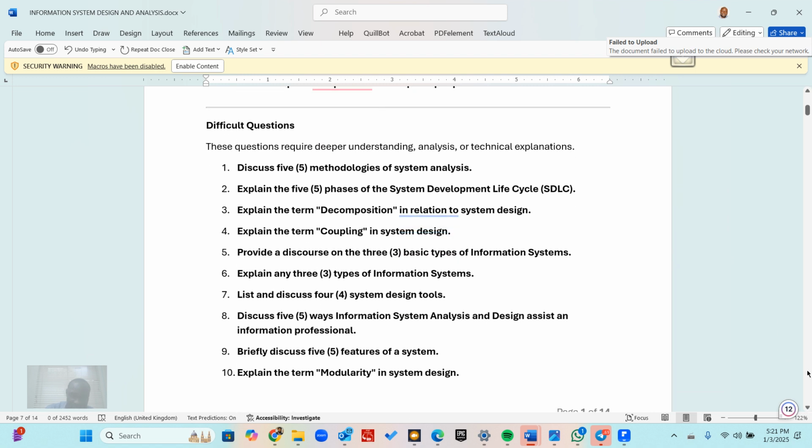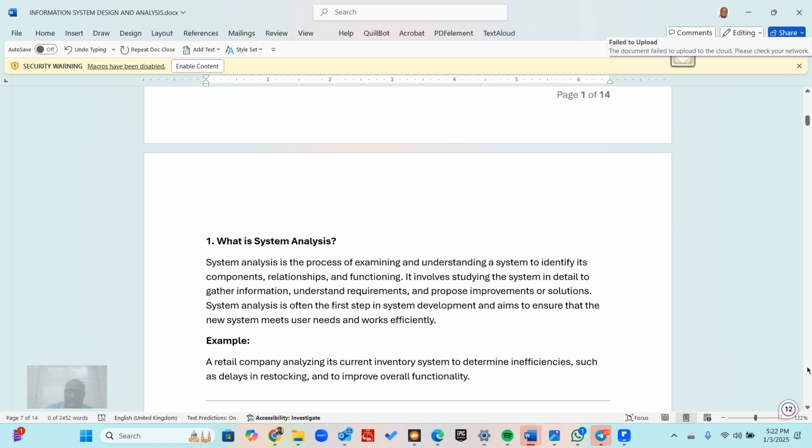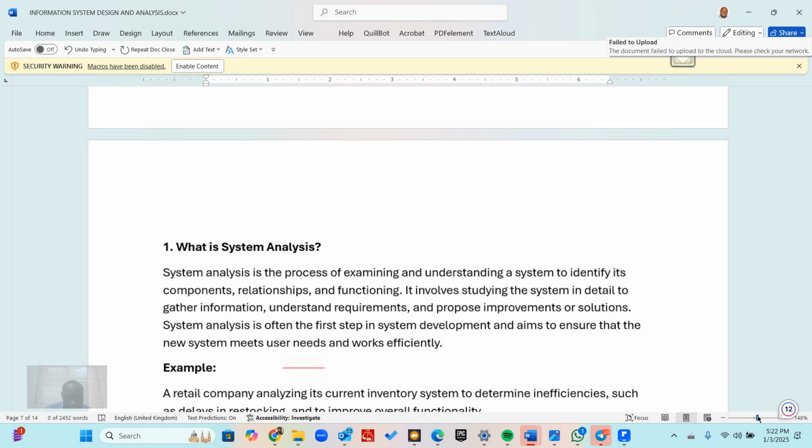So that you might expect in any sort of exams for information system design and analysis. First, let's move to what is system design analysis.